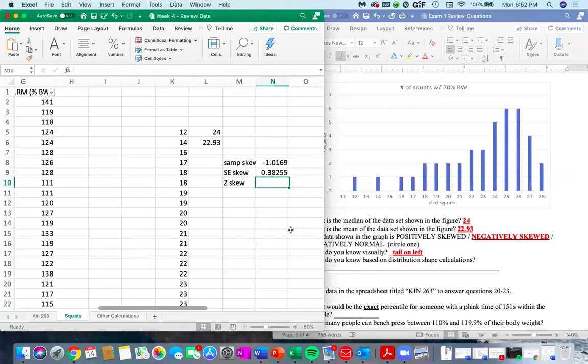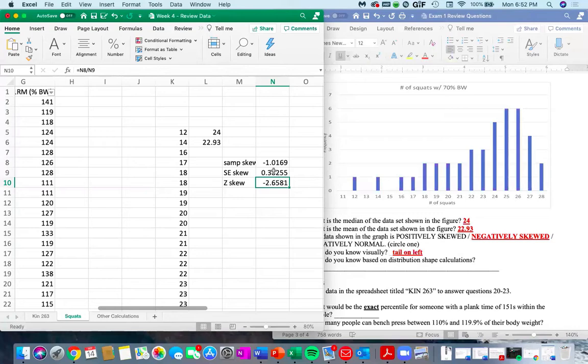Okay, and then what do we do to find the z-score for skewness specifically? Divide the top by the bottom. Exactly. So the sample skewness is our numerator. Standard error is going to be our denominator. Okay. And we get this score of negative 2.6581.